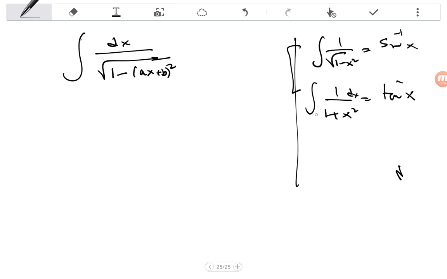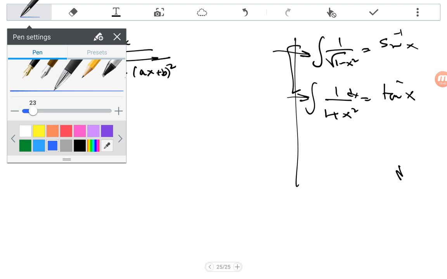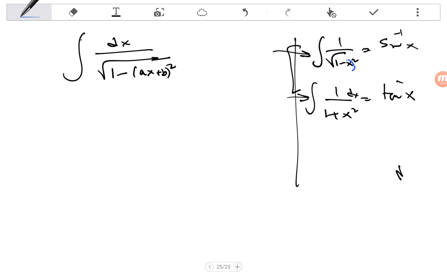Okay. Now this reminds me of this one. But what is taking the place of x? It is a linear bracket. So it's okay to use the rule, which will be sine inverse (ax plus b), like this. But I remember to divide by a, which is the coefficient of x. Okay?